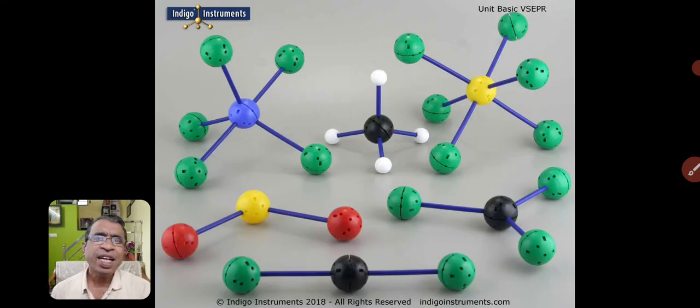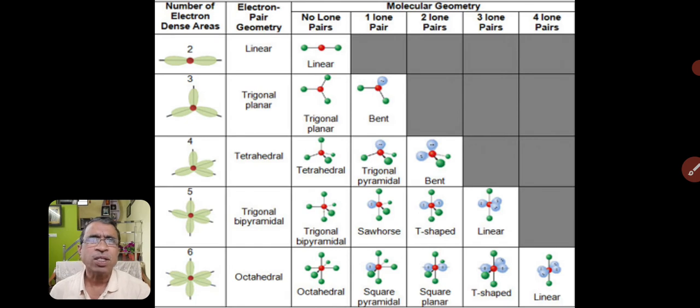This slide shows the various geometries of the molecules when they are attached to the central atom. Here it shows linear geometry, triangular geometry, tetrahedral geometry, trigonal bipyramidal geometry, octahedral geometry, and even bent molecular geometries.